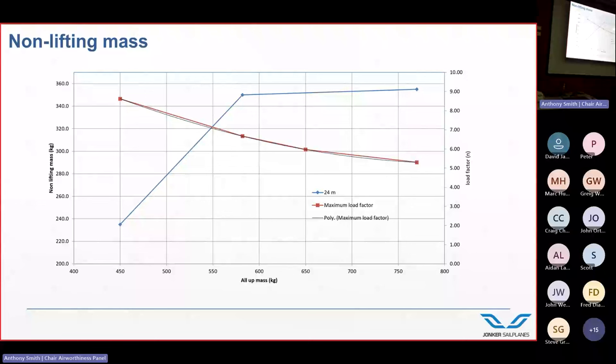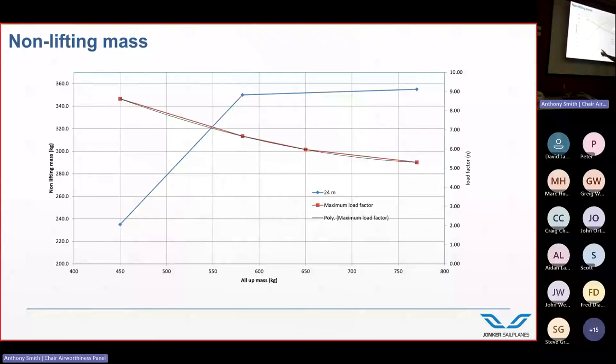And also, you can see the non-lifting mass when you are heavy is quite high. Until we get to this desired point of mass here, we have to start to drop the non-lifting weight because of that load factor that comes down. So quite interesting, a non-lifting weight is not a constant. If you're heavy, you can be marked high. If it's lighter, you have to take care. So you can see this critical point here.